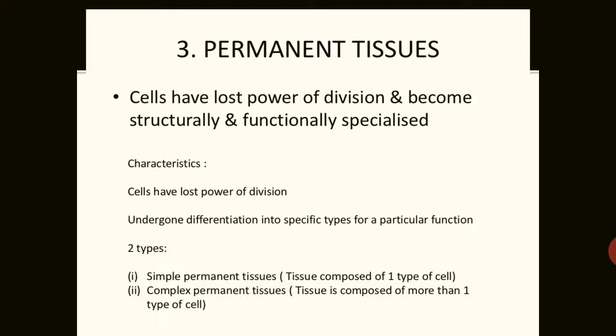Now come to the permanent tissues. The second group of tissue in the plant kingdom is known as the permanent tissue. The cells have lost the power of cell division. After that, they become structurally and functionally specialized, meaning each tissue or cell is responsible for a particular function and has a particular structure. So these tissues are known as permanent tissues.